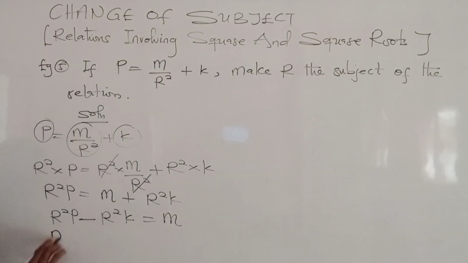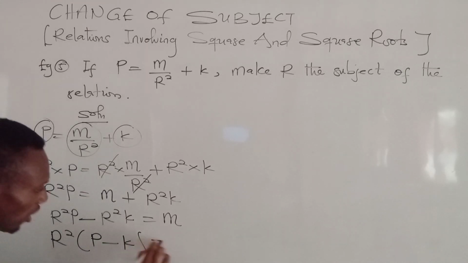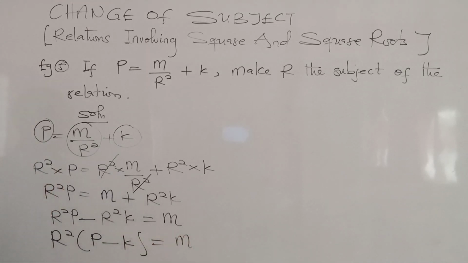When I factorize r squared out, you bring your bracket, then you ask yourself, what will I put here so that when I multiply it by the r squared, I'll get this r squared p back, and that is going to be p. You bring your minus which is here. Ask yourself the same question, what will I put here so that when I multiply it by the r squared, I'll get this r squared k back, and that is going to be k. Then you close your bracket, equals to the m that I have here.